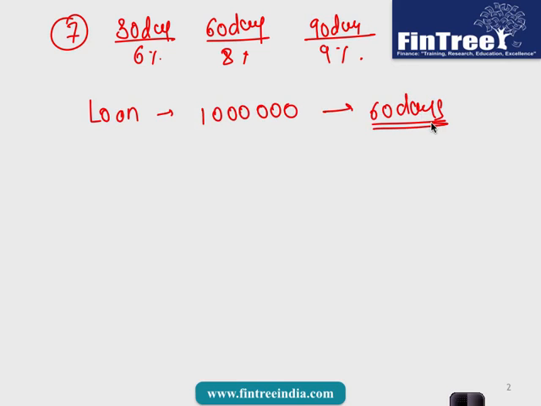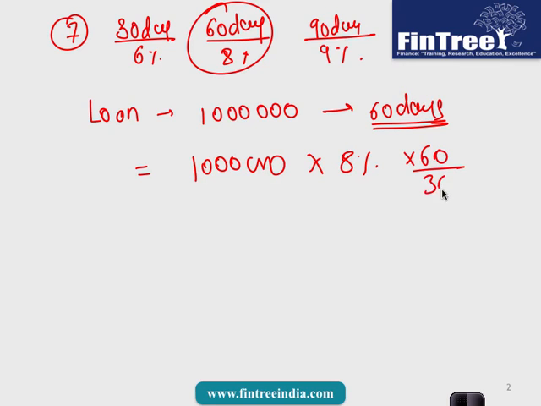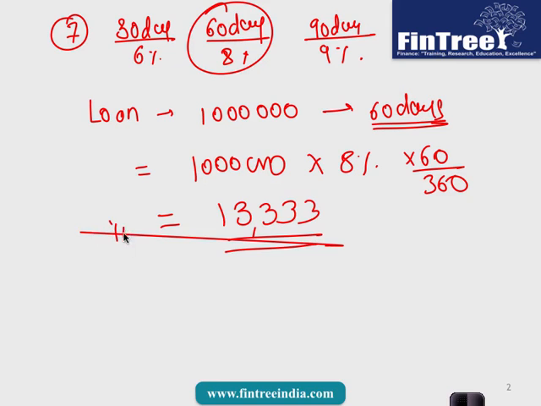If you're taking a loan for 60 days, the rate that you have to use is the 60-day LIBOR. And how would you calculate interest? You will say 1,000,000 into 8% into 60 divided by 360. That would give us 13,333. Correct, 1.33%. So this would be the amount of interest.